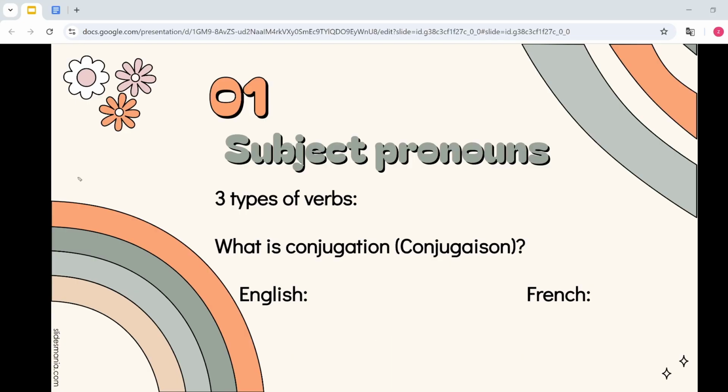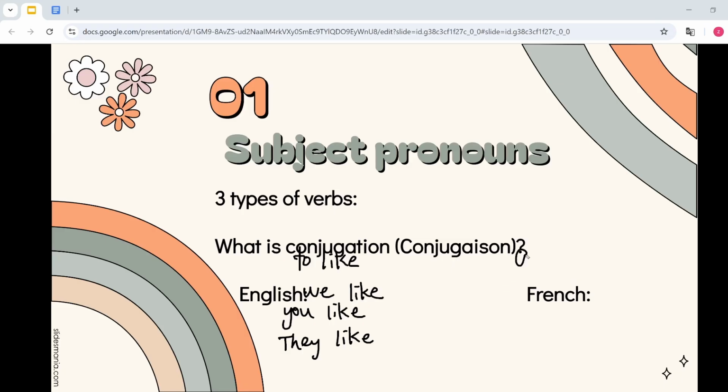So I'll write the English one first, and then I'll write the French one. Again, our verb is to like. So our next one is we like, you like, and they like. Notice again, there's not much difference there. But let's take a look at the French one.